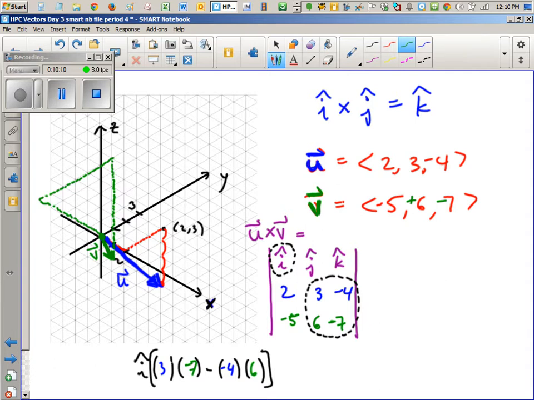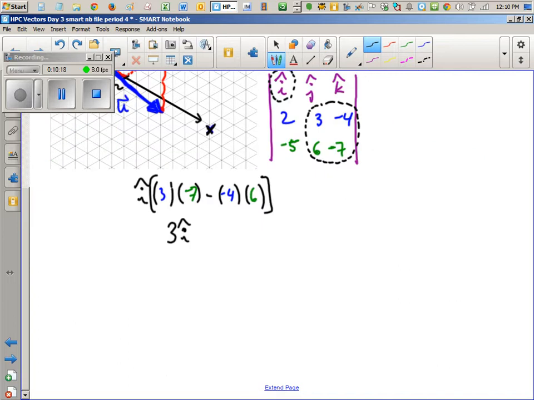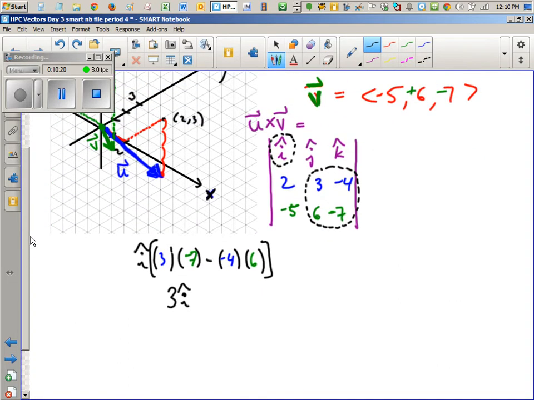And you know what this is? This is the first component of your answer. 3 i hat. In other words, your vector starts with 3 comma something comma something. Cool, we're a third of the way there.